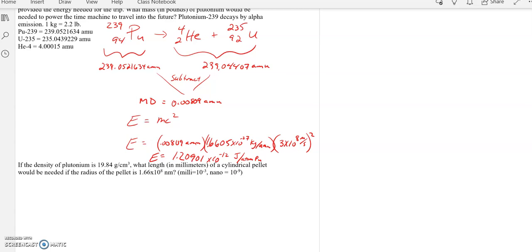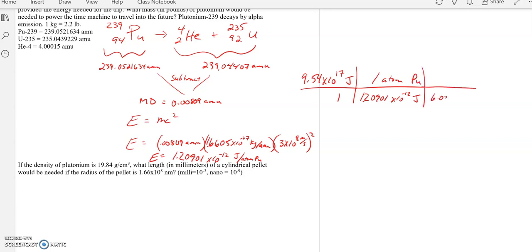So I'm going to take the number of joules we got in part A, 9.54 times 10 to the 17th joules needed. And we're going to train track this thing until we get to pounds of plutonium. The number we just came up with, I'm going to put that in the denominator, 1.20901 times 10 to the minus 12 joules for every 1 atom of plutonium. For every mole of atoms of plutonium, you get 1 mole of plutonium.